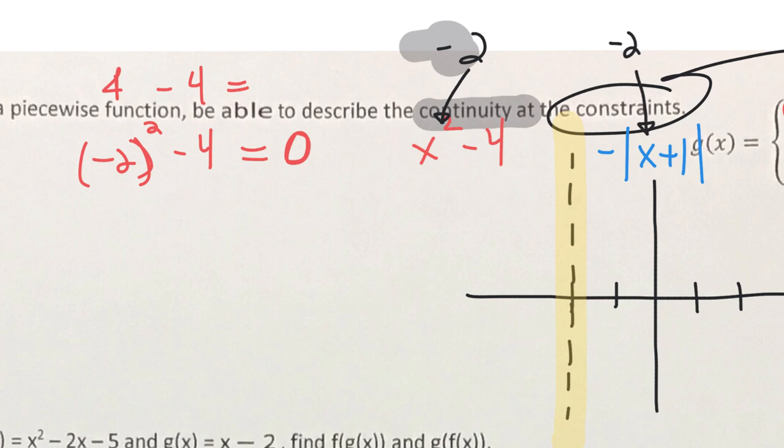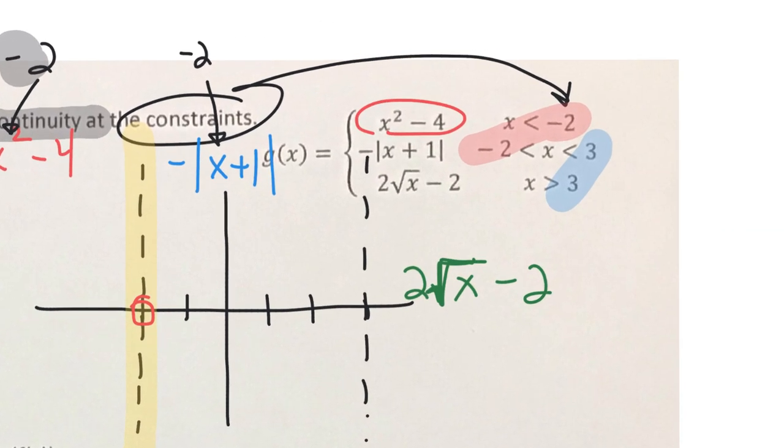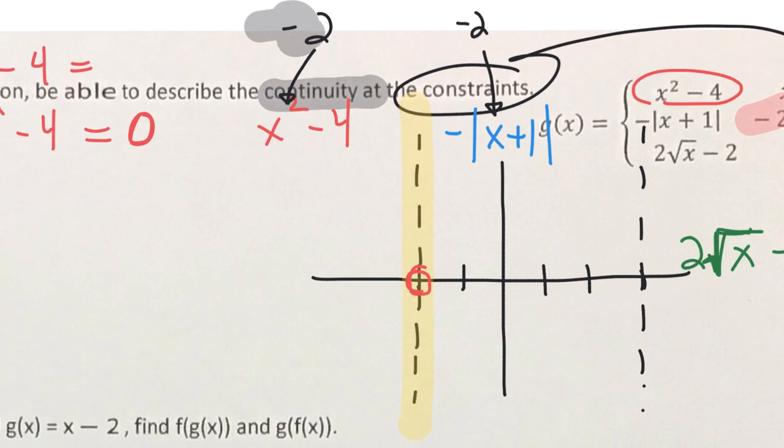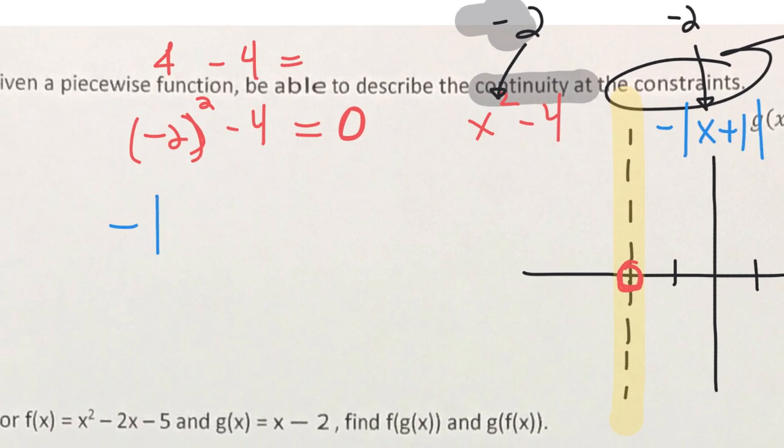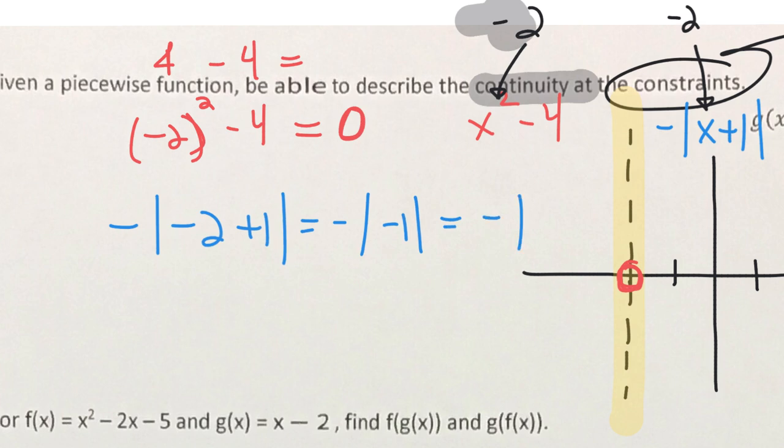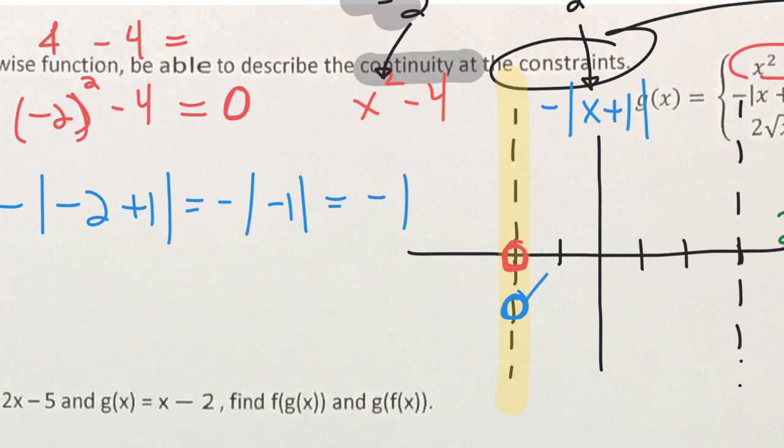So from the left side, the y value goes to 0. Oh, it's not a closed circle, is it? It is an open circle because it says less than. Less than -2 means we have an open circle. And what happens when we plug -2 into your absolute value? The negative of -2 plus 1 is the negative of -1, which is -1. So on the right side, the graph is going to come in here to -1, and on the left side, the graph is going to come out here at 0.